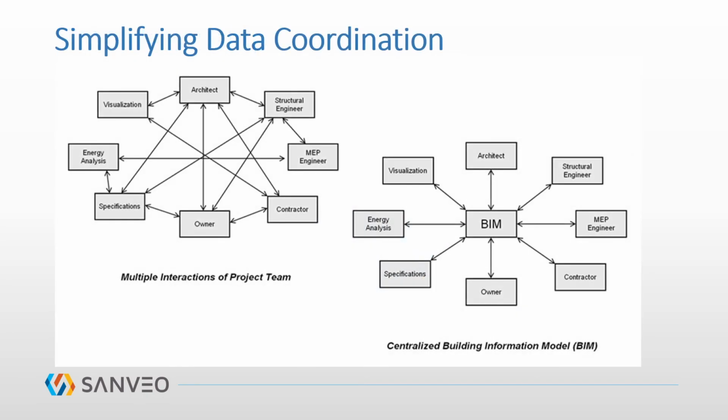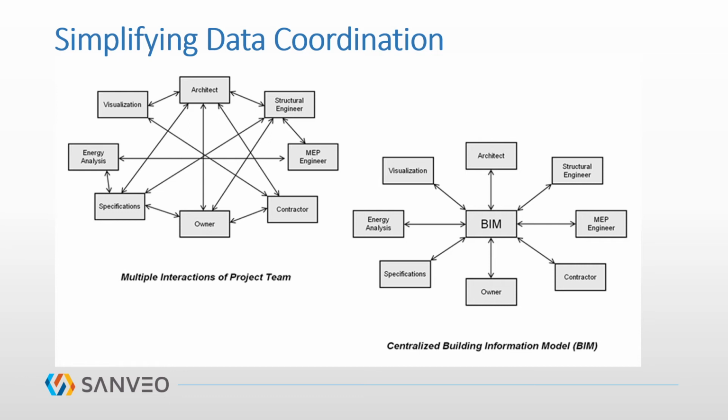These two images are displaying how data or information is shared on a project. The image on the left represents a non-BIM project. We have lots of players involved on a project, and they're all trying to get information from other team members. As you can see, it is a jumbled mess, and there's no wonder why we have so many RFIs and change orders on a project.